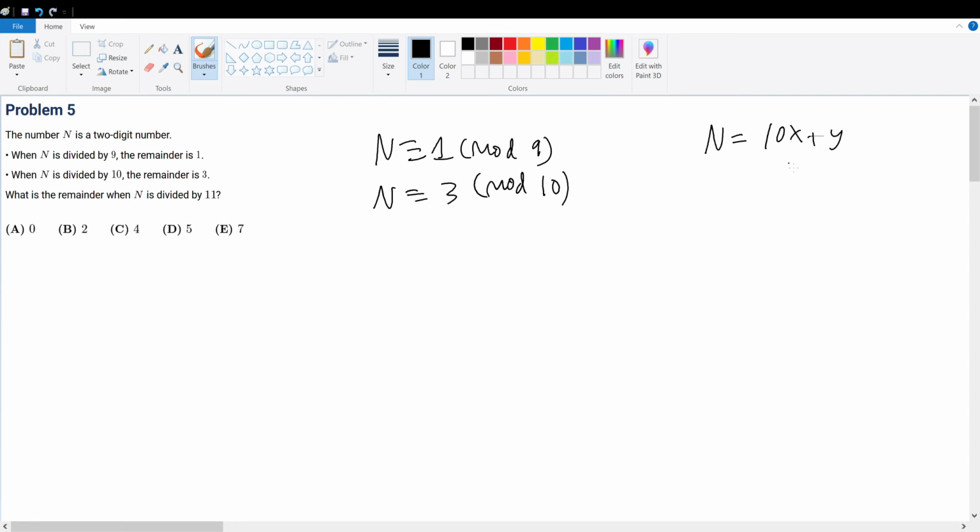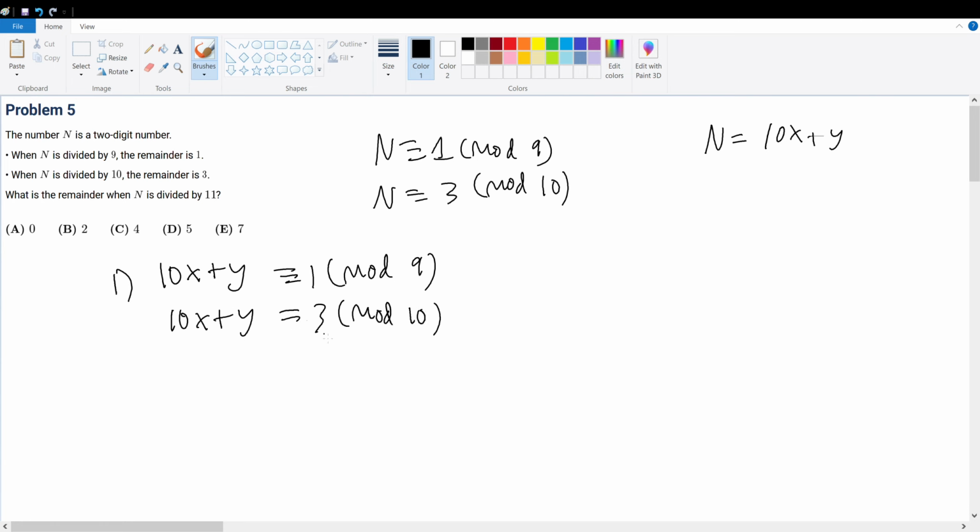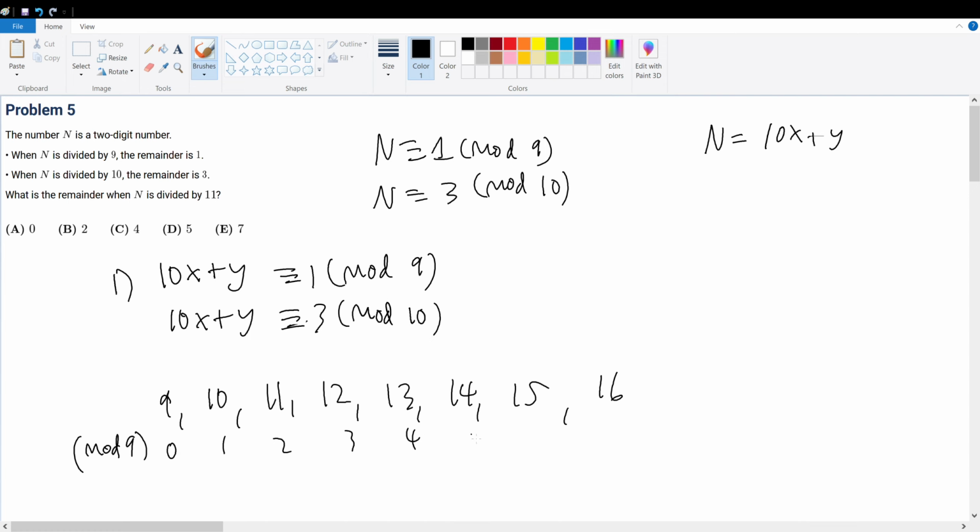So with this understanding, let's rewrite statement 1 to be 10x plus y is congruent to 1 mod 9, and the second statement, 10x plus y is congruent to 3 mod 10. Now, I'm going to write down a few numbers to show you what we have here. We have 9, 10, 11, 12, 13, 14, 15, 16. Now, mod 9, what do we have as the remainder? We have 0, 1, 2, 3, 4, 5, 6, 7, 8, and then when we get to 18, we get back to 0, because 18 is a multiple of 9.